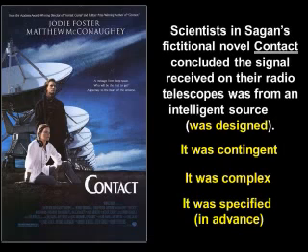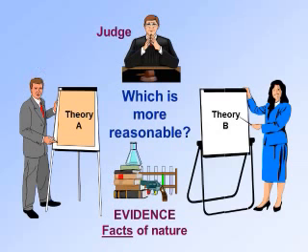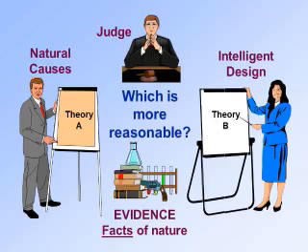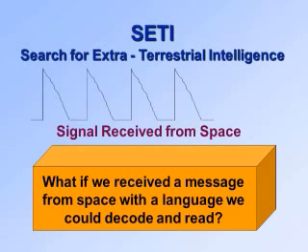Why can't we use the same kind of reason? So which is more reasonable in that case? Natural causes? Isn't it wonderful what that star bleeds out of? Or intelligent design? Which is more reasonable in that case? There's no question looking at it. What if we received a message from space with a language in it that we could decode and read? That's tomorrow morning's lecture. Don't you miss it.